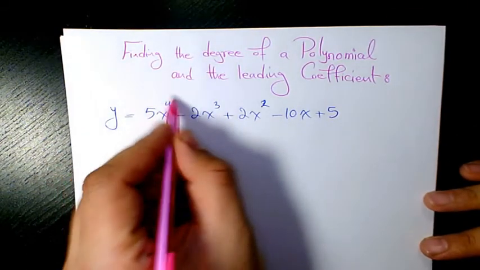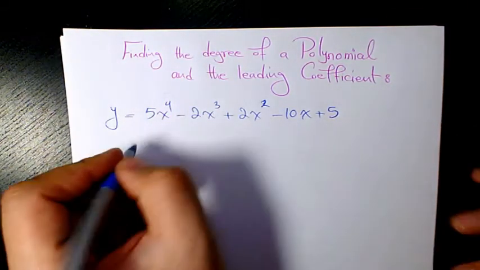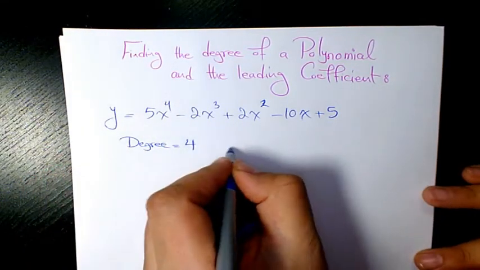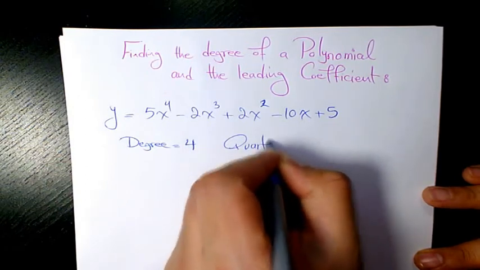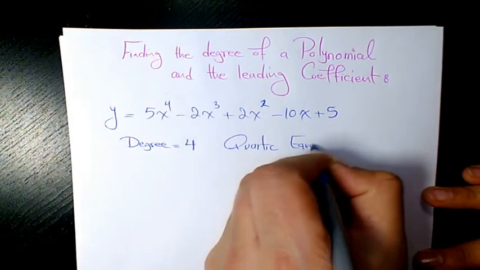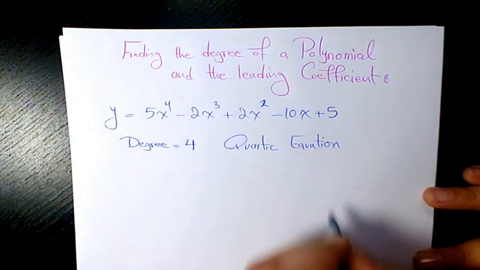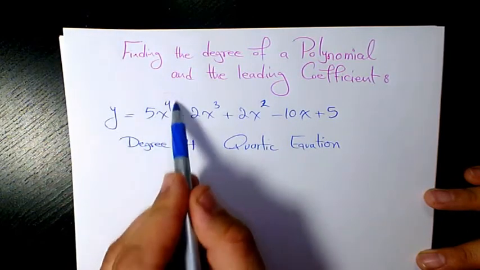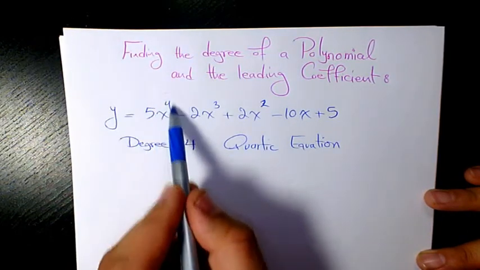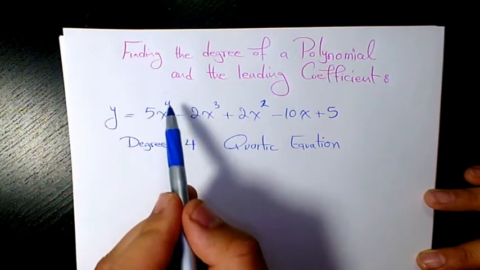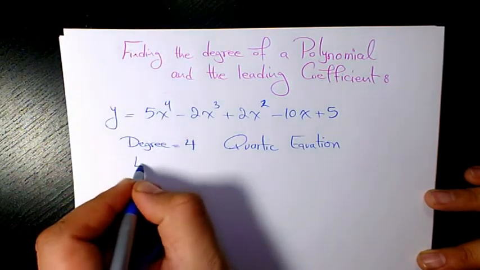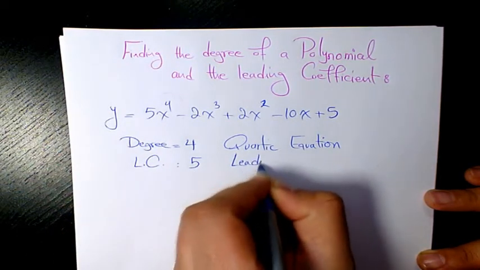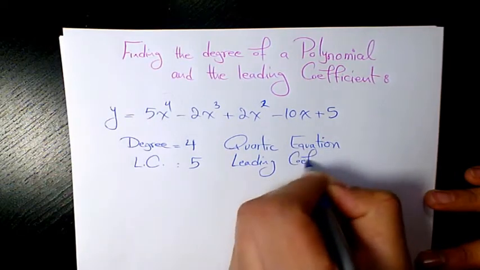Degree of the polynomial is going to be the largest exponent. So we're going to say the degree is 4, or you can say we are dealing with a quartic function. And what about the leading coefficient? Leading coefficient is going to be the coefficient of the leading term, the coefficient of the term which has the largest exponent. So leading coefficient is going to be 5. So that's going to be the leading coefficient.